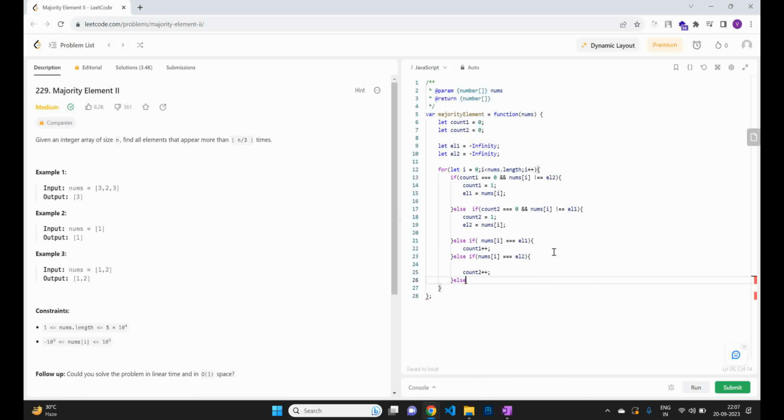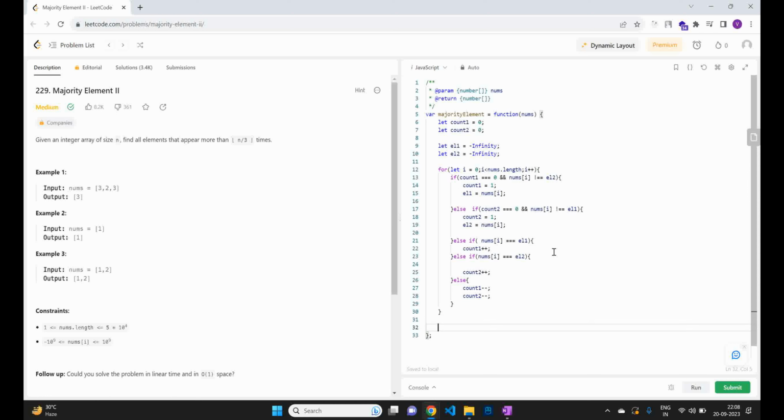Otherwise, that means my EL1 and EL2 are not equal to nums of i. That means I have got a foreign element or a new element. That means I can decrease my current elements' counts, right? So this is done, right?